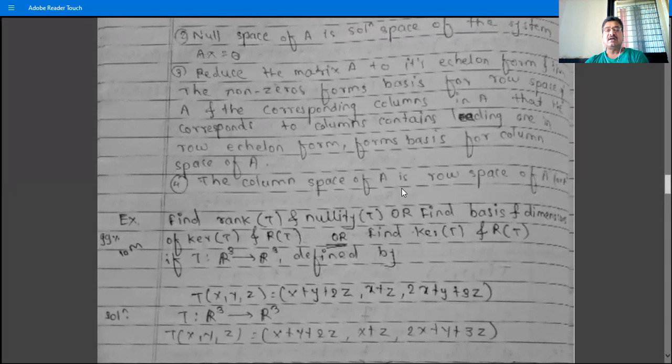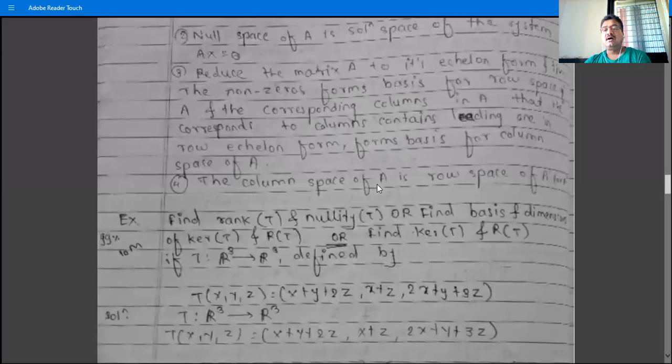How can we obtain the transpose of any matrix? Write the first row as the first column, second row as the second column, third row as the third column. In this way, interchanging the rows and columns, we get the transpose of the matrix. So we can also use this method to obtain the basis for column space of a matrix.